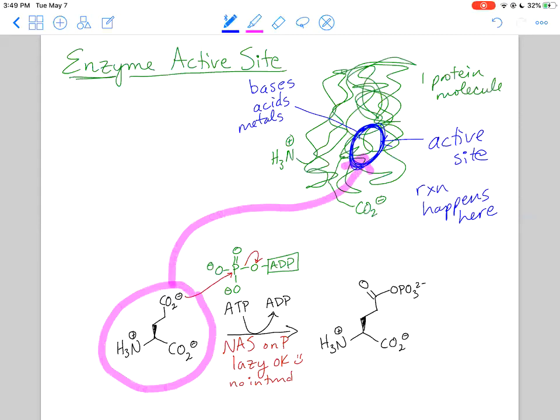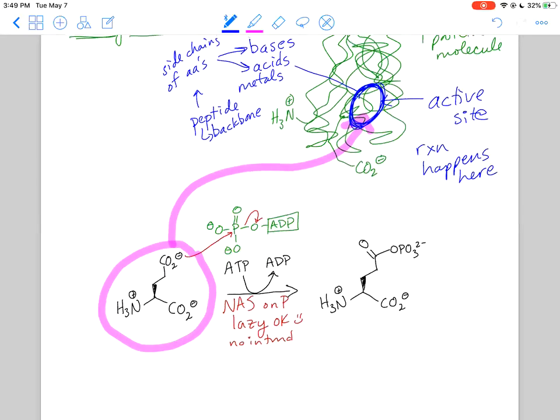Now, the other thing, just because I didn't write it explicitly, is that we definitely have the peptide molecule itself, and whether it's the peptide backbone or the side chains of the amino acids that make up the peptide, those could be acting as acids or bases. So those are all the little things within the enzyme active site. And you can think about the enzyme active site being just another part of the protein.